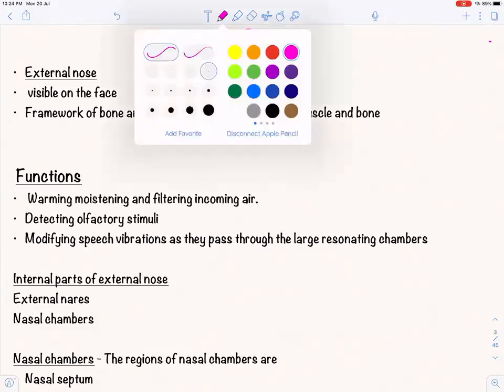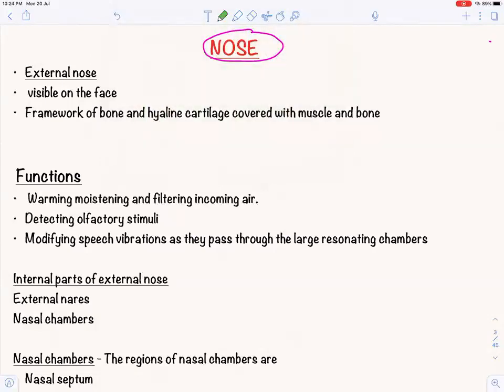Let me change the color. I've got bored with this pink color, okay, green. So let us see the nose. What is the nose? It is present on your face, right? But as neat students who are very soon going to become doctors, you should be able to define what the nose is.